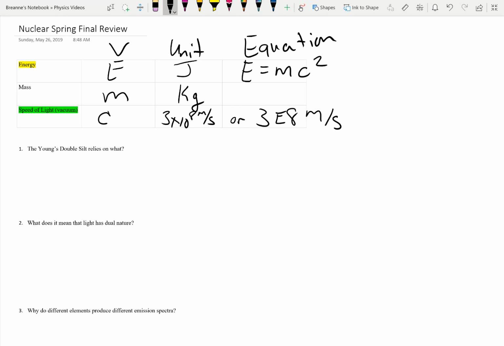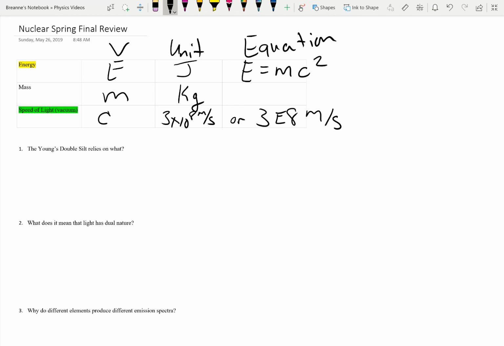So going into nuclear information. Question 1: The Young's double slit relies on what? So that's like the double slit experiment. This is the experiment that they were able to realize that light has a dual relationship. It's considered a particle and it's considered a wave.